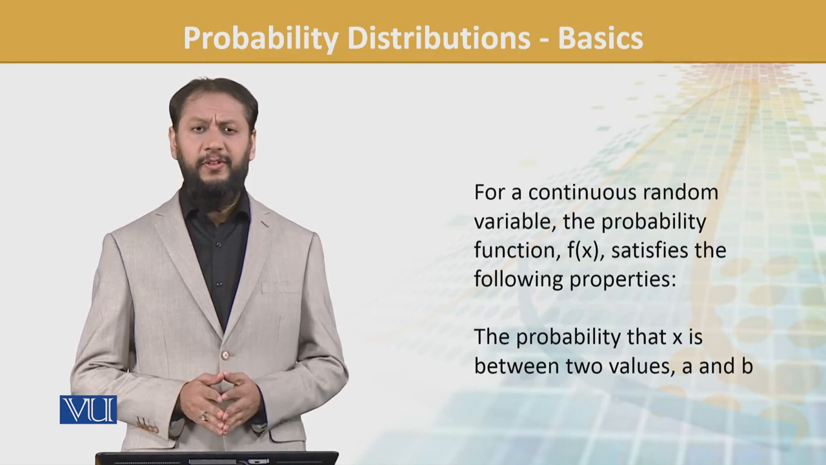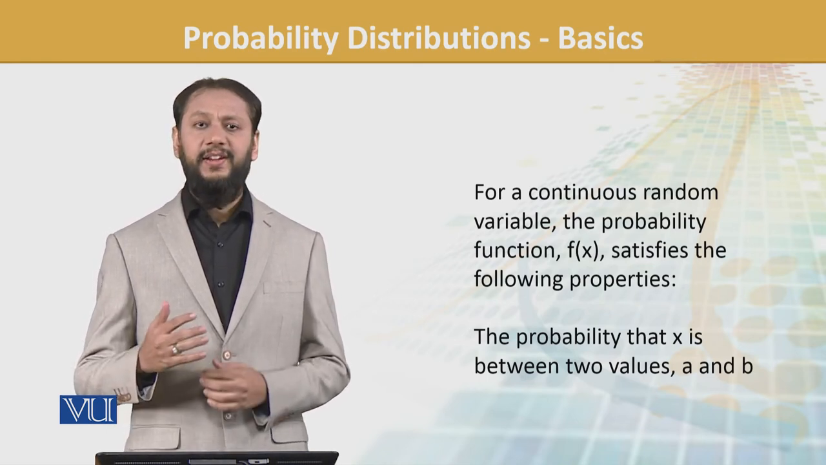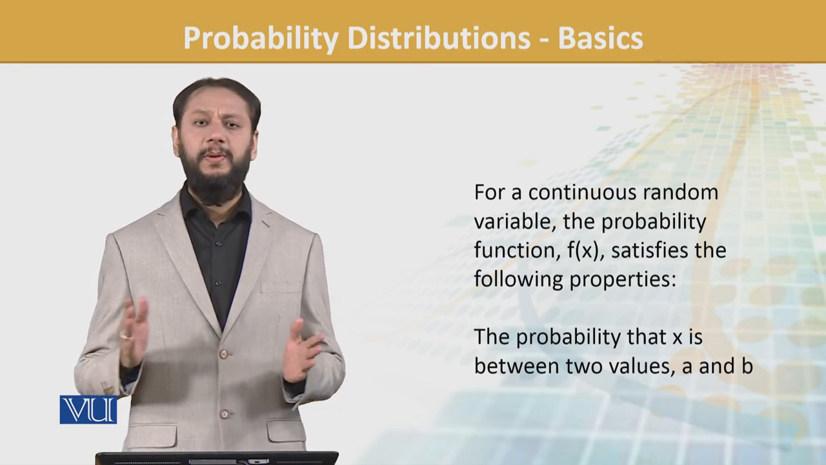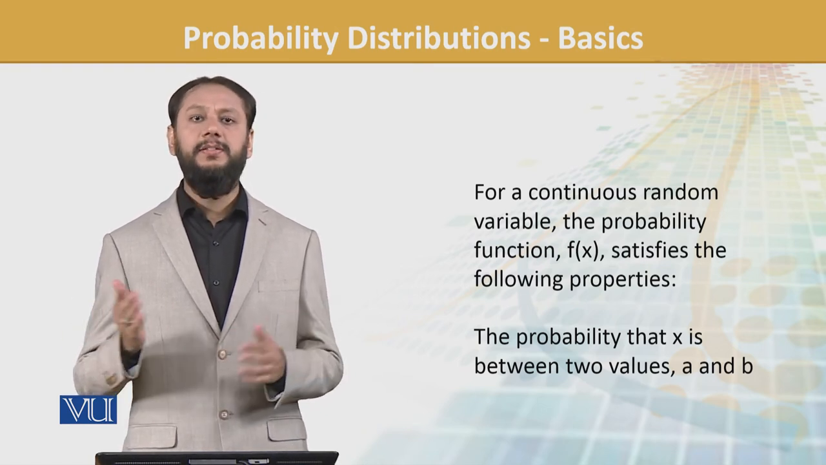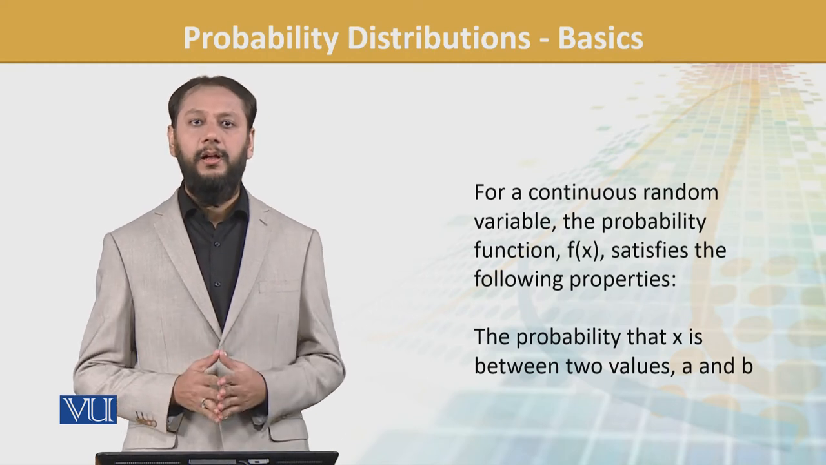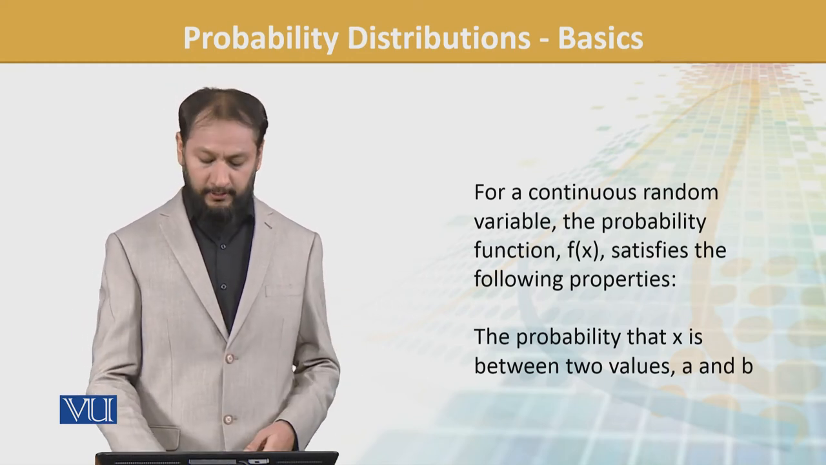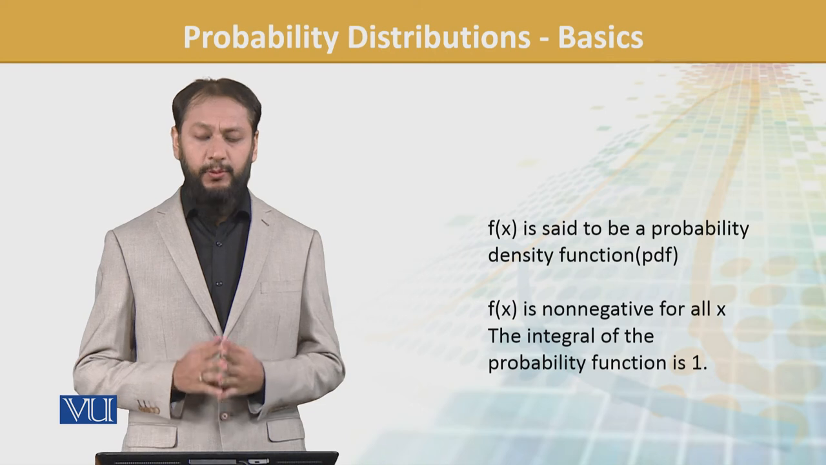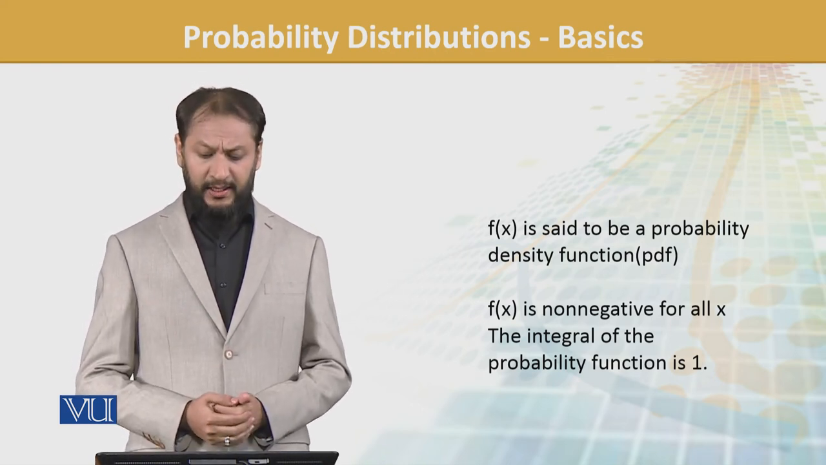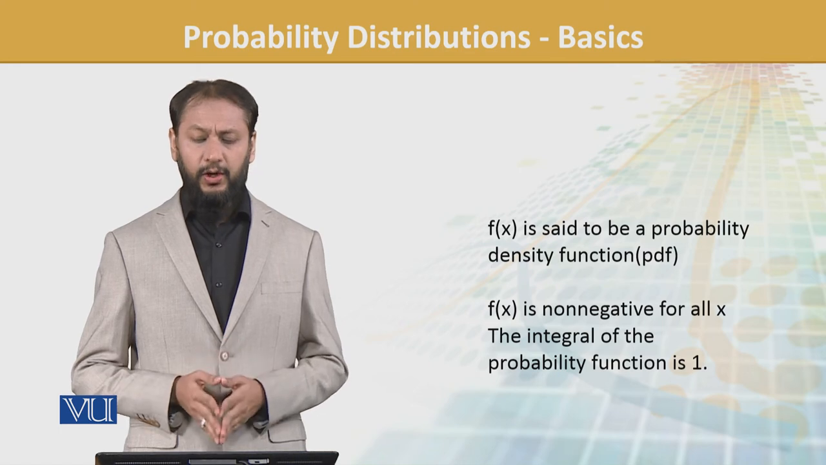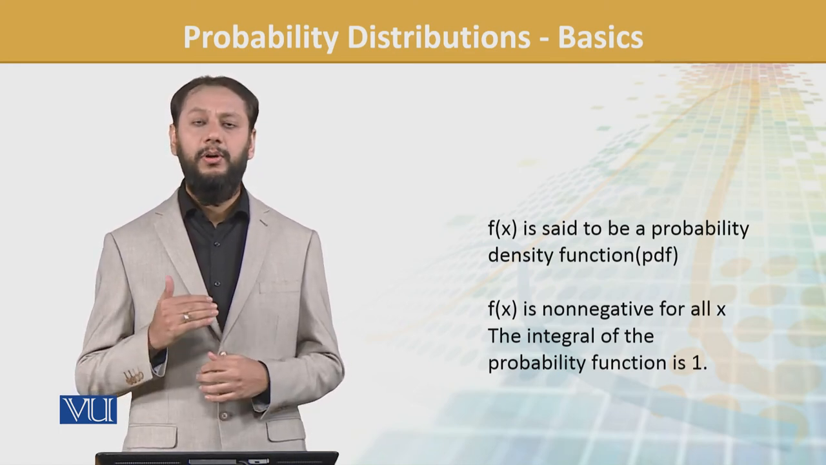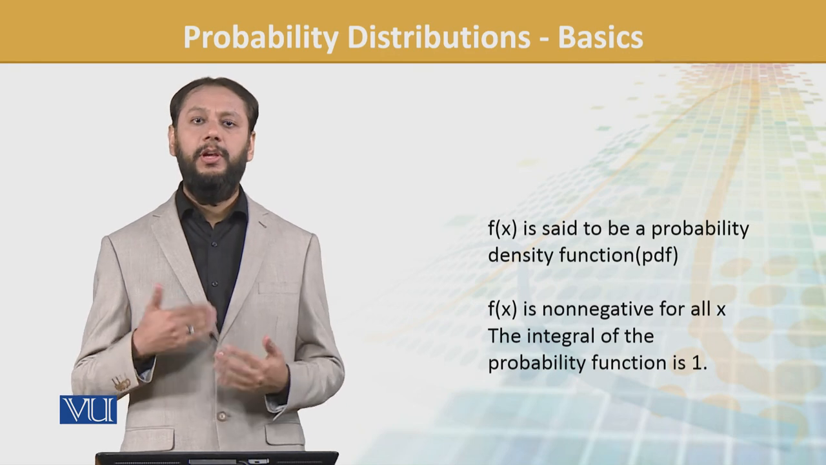For a continuous random variable, the probability function is denoted by f(x), and the probability is between two values. It involves a range, from a to b, or as we discussed earlier, between 6 and 7, we can say it will fall in this range, but it could be an infinite number in that. f(x) is said to be the probability density function. It is used in PDF form. f(x) is non-negative for all x, and the integral of the probability function is 1. So this is the way we calculate probabilities.